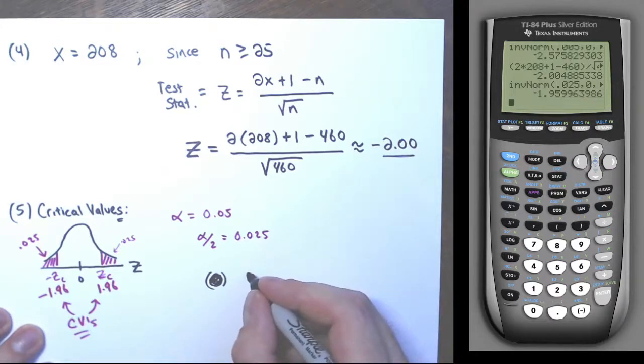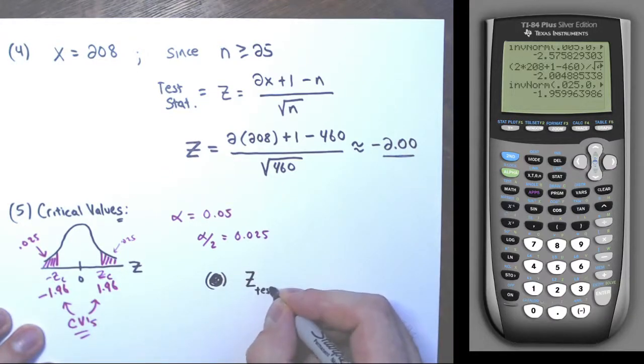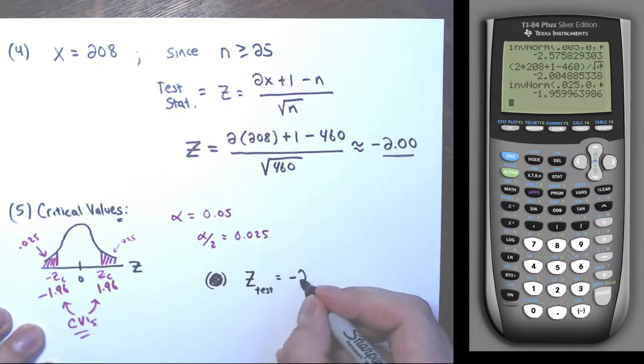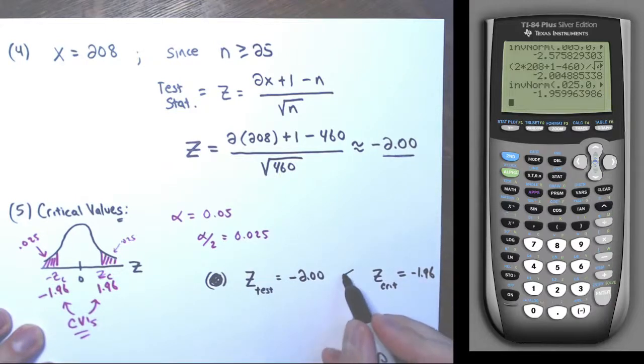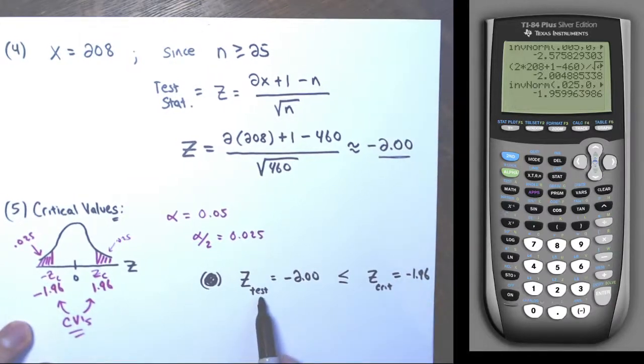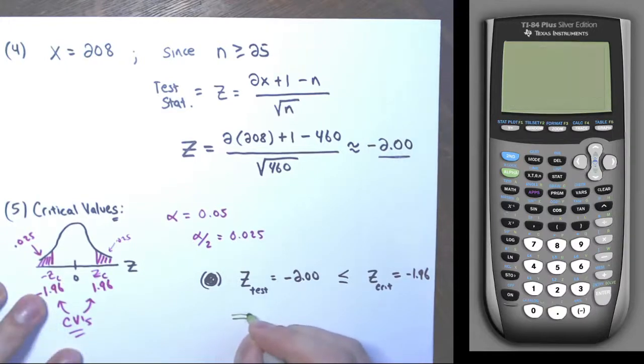So our test statistic, right, so z test was this negative 2.00. And our critical value, say z crit, is, again, the left one compared to the left one, negative 1.96. And again, this is less than or equal. Our test statistic is more negative than this negative, right? So this is less than our critical value again. And because that's happening, we yet again reject the null hypothesis. All right.